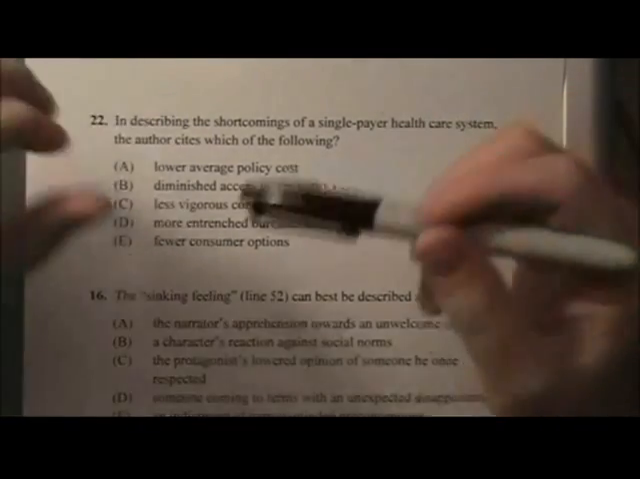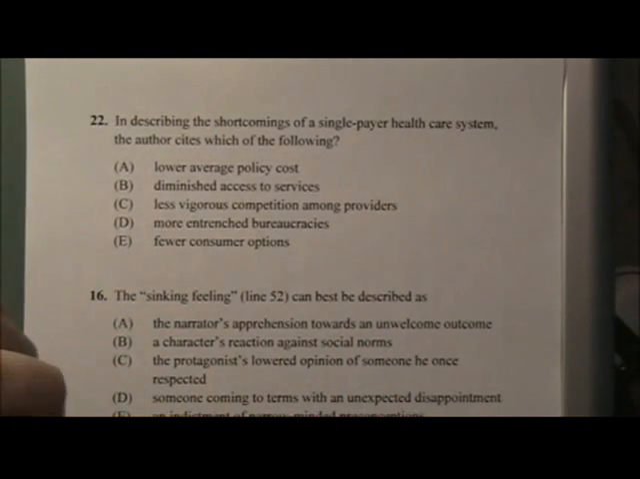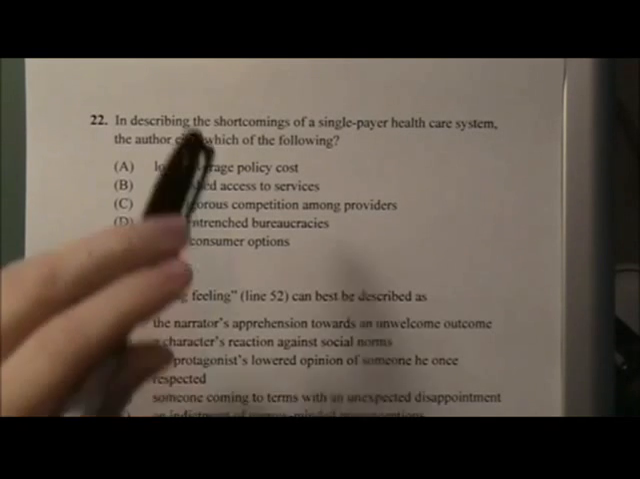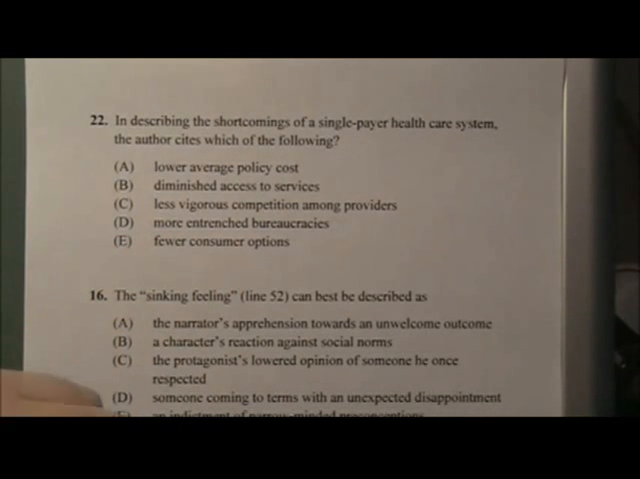All right, so let's look at number 22. It says, in describing the shortcomings of a single-payer healthcare system, the author cites which of the following. So this is clearly a persuasive passage about why a single-payer healthcare system is not a good idea. Now, this does not have a line reference, right? So this is one of those fetch questions where you have to go through the entire passage and find it. And this is actually a really good example of when knowing something about the topic being discussed can actually bite you in the butt.